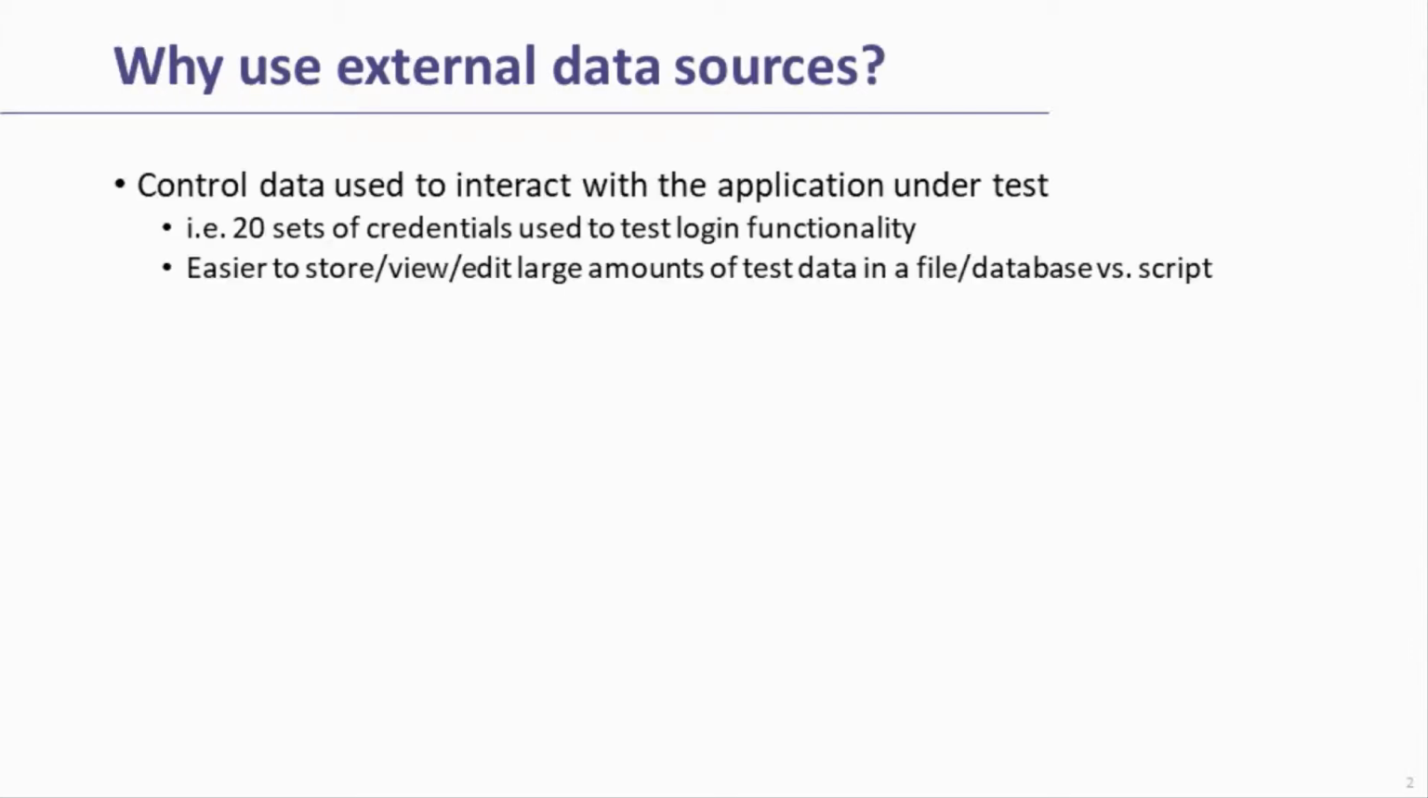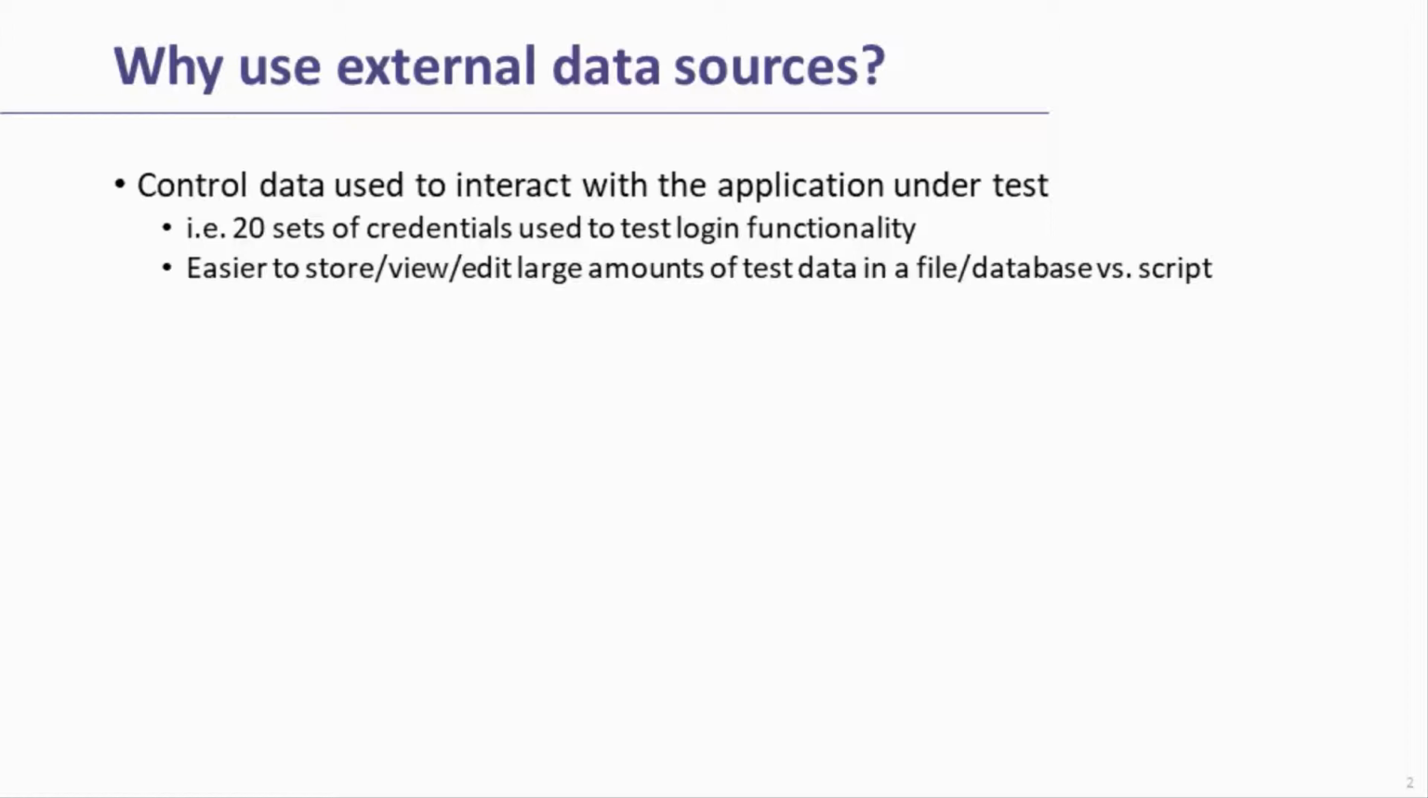Hi, welcome to this video, which covers the use of external data sources within Eggplant Functional. There are various reasons to use data files in conjunction with automated functional testing. Perhaps the most common reason is to control the data used by the application under test. For example, when testing the login functionality of an application, testing multiple sets of login credentials is often desirable.